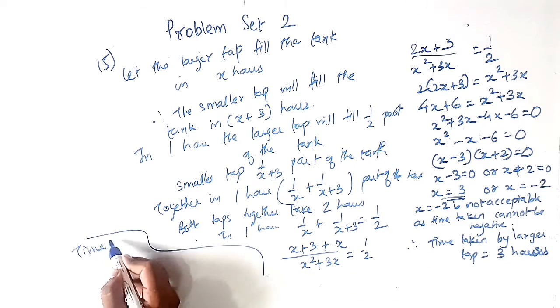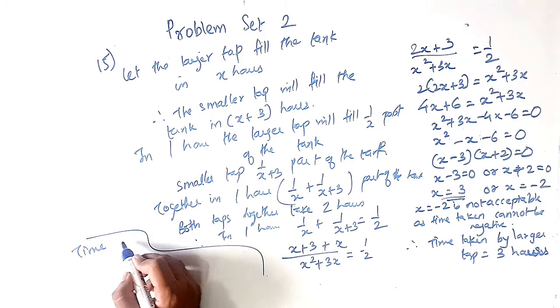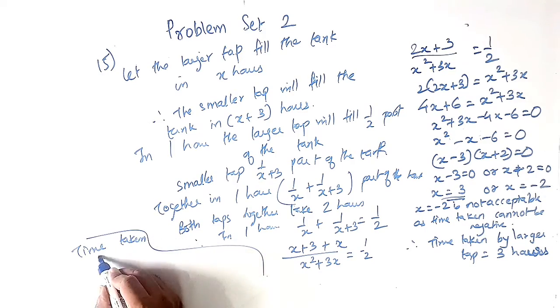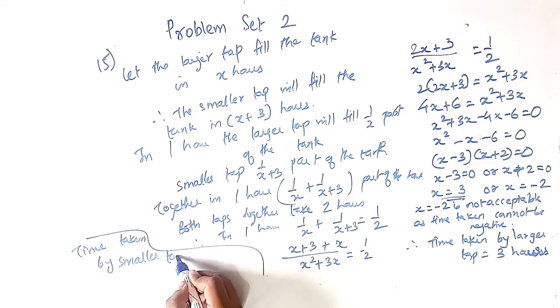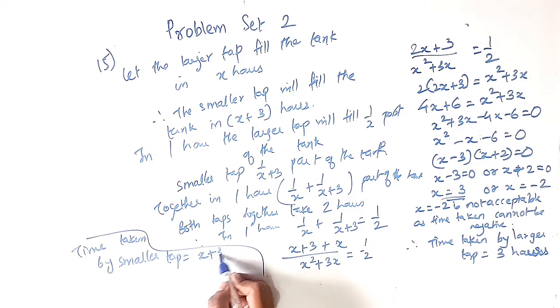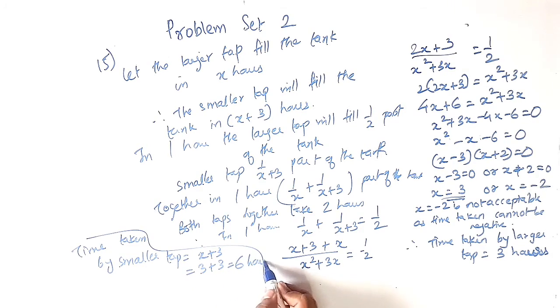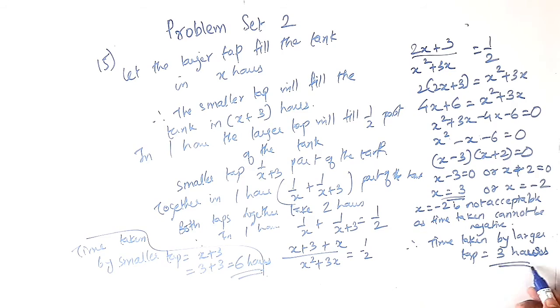Now, time taken by smaller tap is equal to x plus 3. So that is 3 plus 3. That will be how much? 6 hours. Okay. So with this we complete our problem set 2.